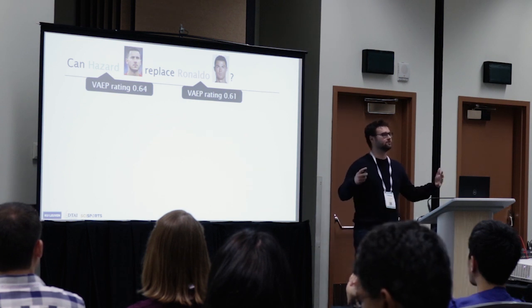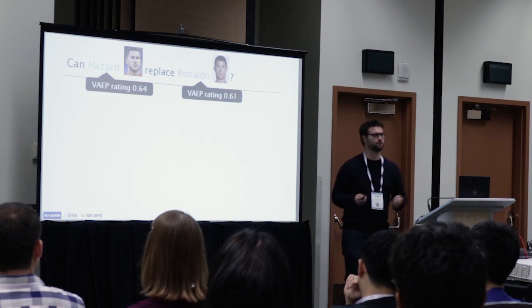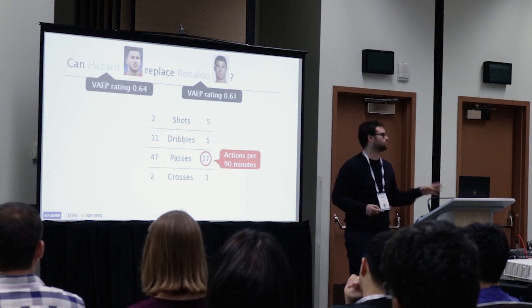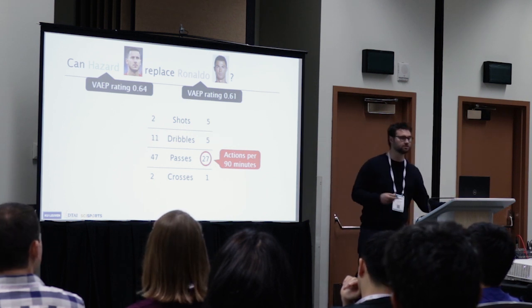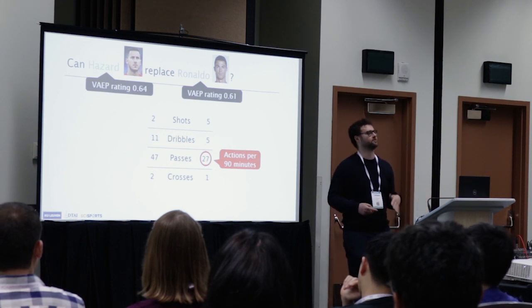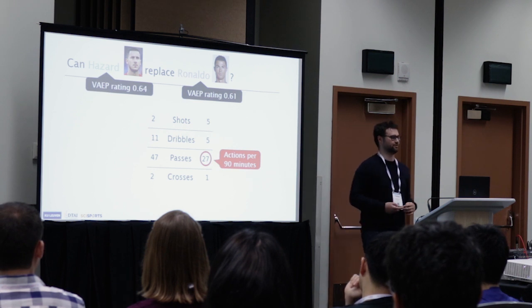But you can't capture the entire contribution of a player in just one number. You need some more information. Another thing you can do is look at how many actions they do per 90 minutes, which is somewhat informative. We see here that Ronaldo shoots more than Hazard and Hazard passes more than Ronaldo. That's kind of general knowledge.